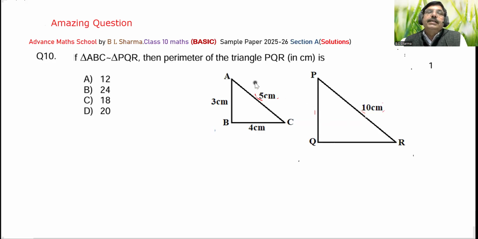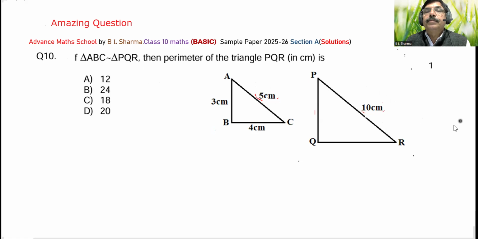In these two triangles, AB 3 centimeter, BC 4 centimeter, and AC 5 centimeter. Here PR is 10 centimeter, and it is also given that the two triangles are congruent triangles. Sorry, similar triangles. Two triangles are similar if the ratio of corresponding sides is same. So here, if we consider this, the ratio of the two sides, this is 5 centimeter and this is 10 centimeter. So what is the ratio? ये इसका डबल हो गया.